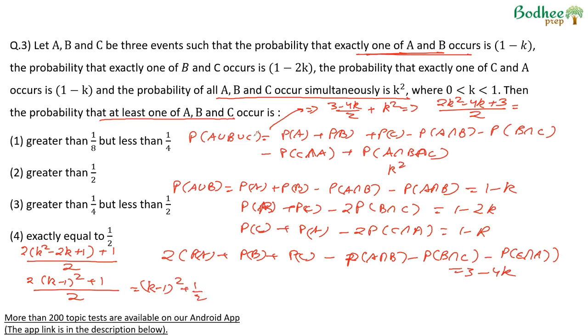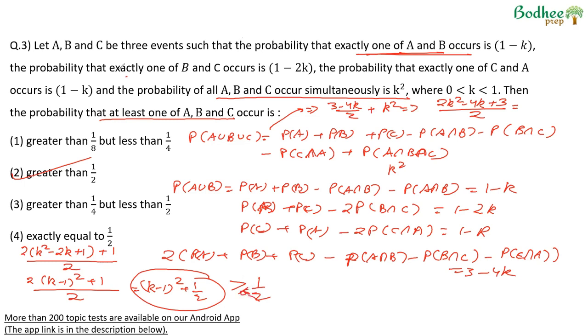Now, probability of A union B union C is this term. K minus 1 square will be a value which is greater than or equal to 0. Therefore, this sum will always be greater than or equal to 1 by 2. Hence, the probability that at least one of ABC occurs will be greater than 1 by 2. In that sense, because k is not 1, this will never be 0. Therefore, always greater than 1 by 2. Option B becomes my answer.